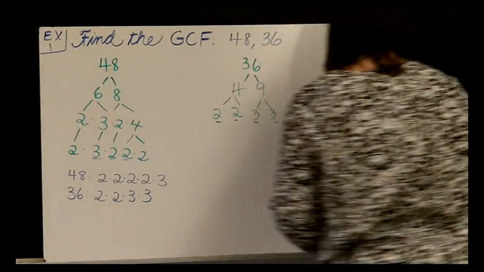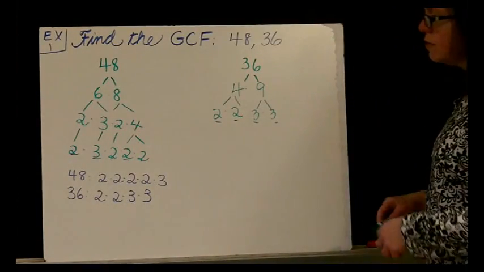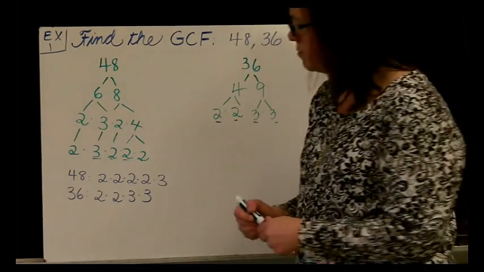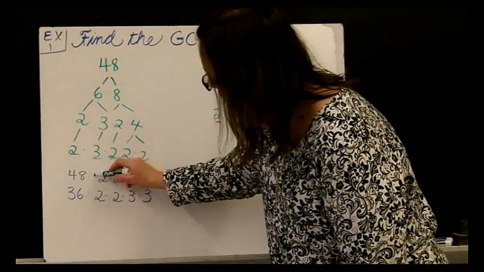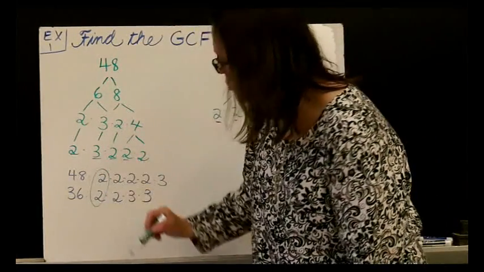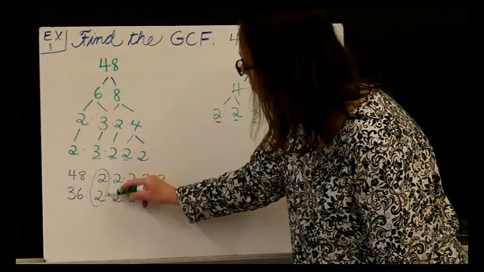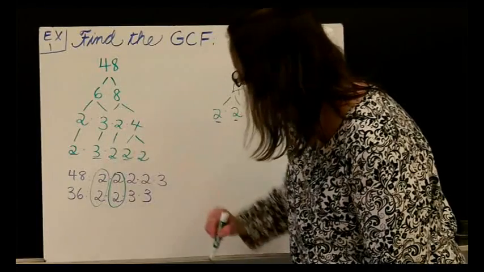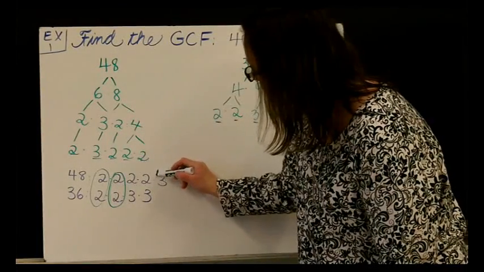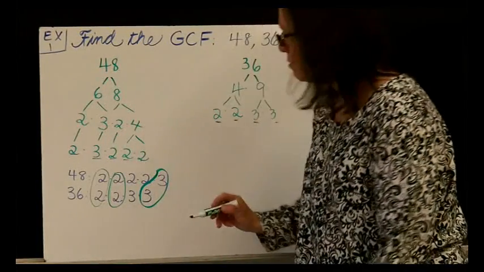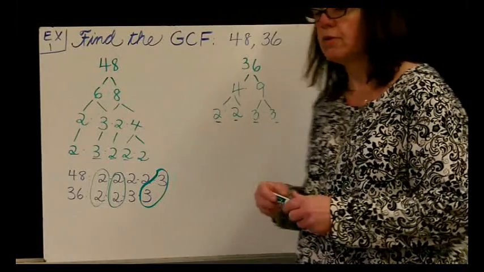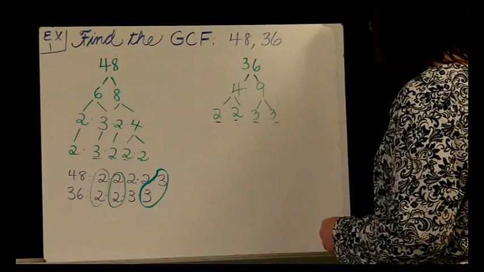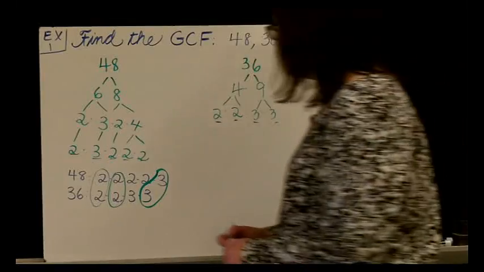Our next step from the list that you copied is to circle the factors that they have in common. Here's how you do that. They both have a 2. They both have a second 2. Make that easier to see. And they both have a 3. So they have 3 factors in common: a 2, a 2, and a 3.